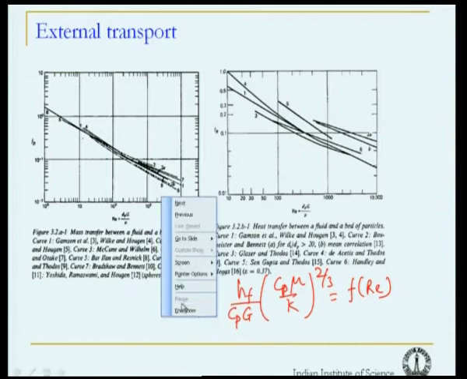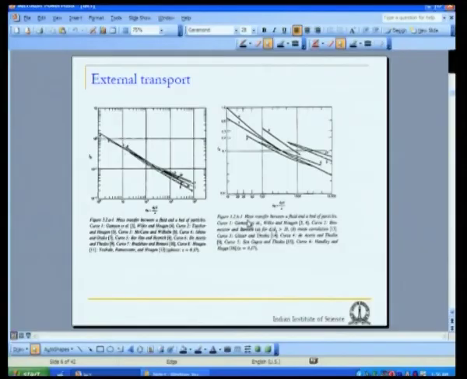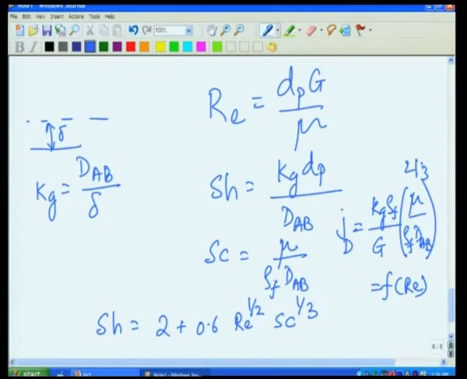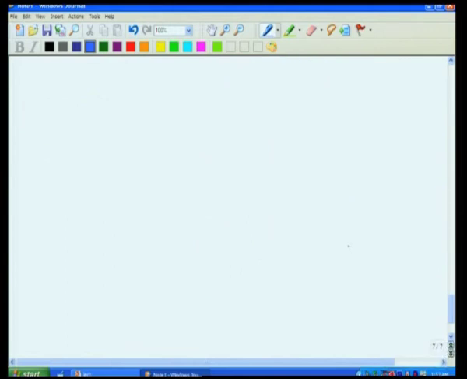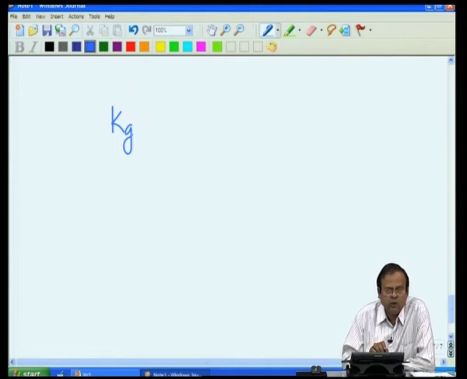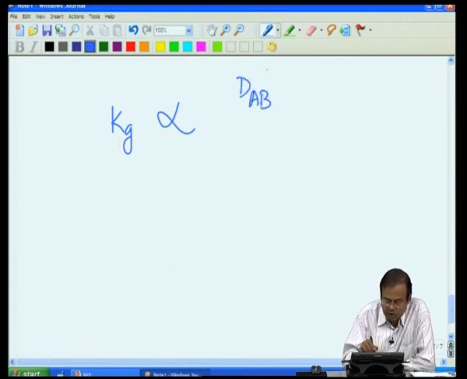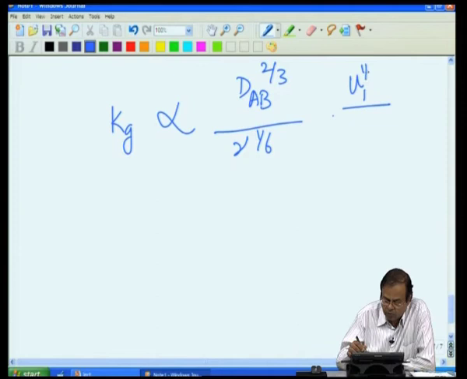So, these correlations tell us that the mass transfer coefficient depends on various properties of the reacting mixture. For example, if we take the Frössling correlation or even the jD factor correlation, we find the mass transfer coefficient is proportional to diffusivity raised to power 2/3, kinematic viscosity nu raised to 1/6, multiplied by u, the velocity, raised to power half, divided by dP raised to power half.